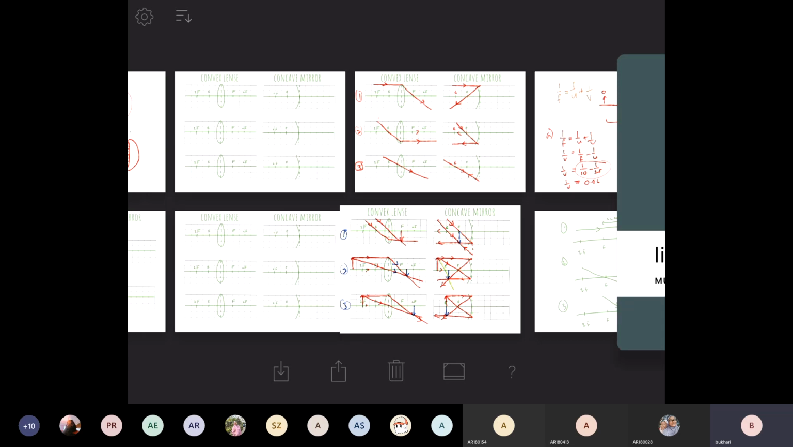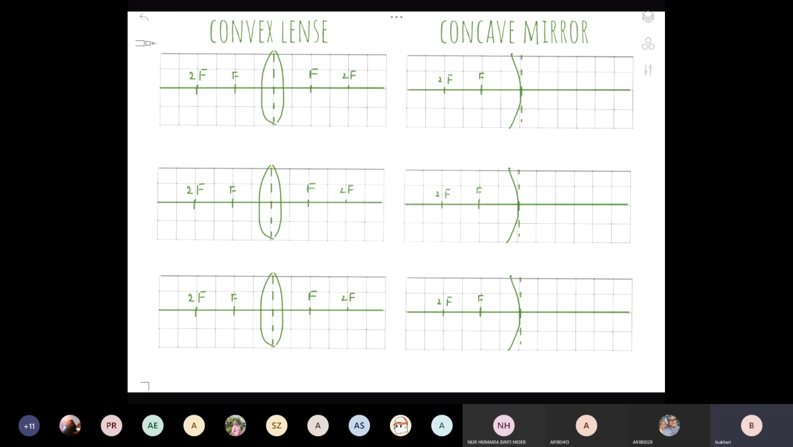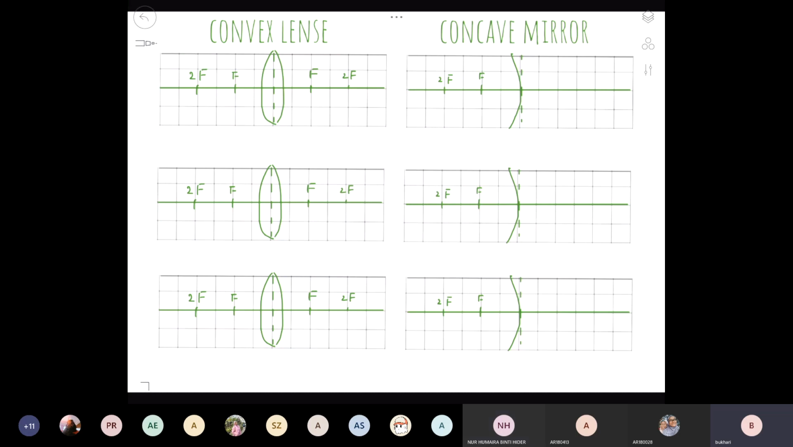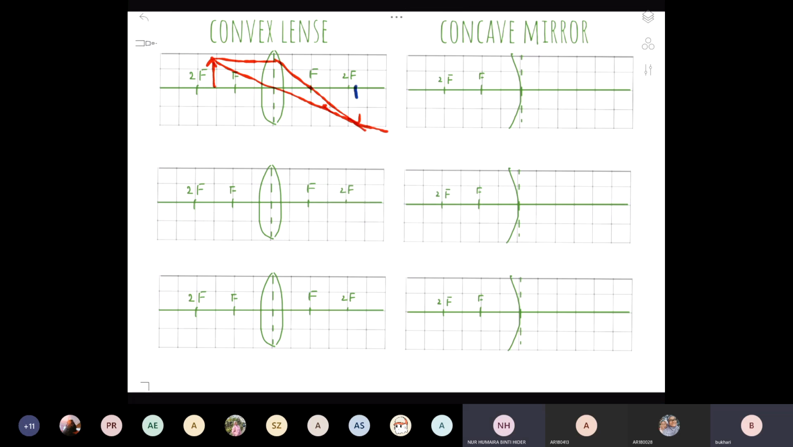Okay, we are going to learn more cases. What if the object is now between F and 2F? Between F and 2F, the object is here. Then light passes through the lens and will be refracted. And then another rule will apply here. Okay, now you can see that the image is beyond 2F. So if the object is less than 2F, the image will be greater than 2F. So you can see here the characteristics.